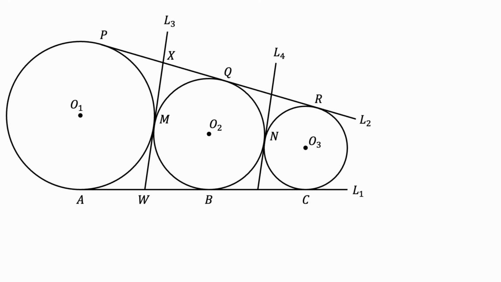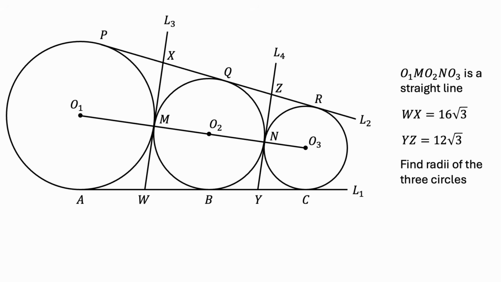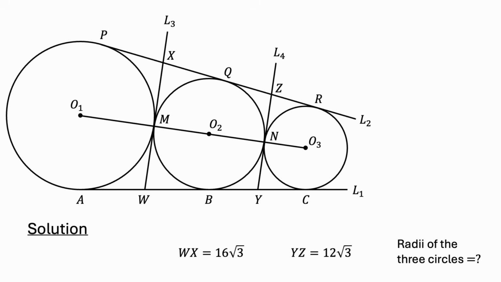A fourth line L4 is tangent to the medium and small circles at N, intersecting L1 at Y and intersecting L2 at Z. Given that O1 M O2 N O3 is a straight line, WX equals 16 square root 3 units, and YZ equals 12 square root 3 units. The goal is to find the radii of the three circles. And now for the solution.